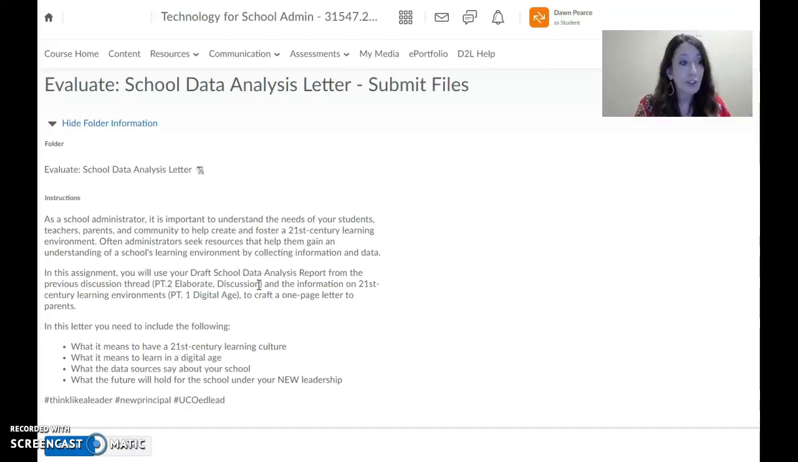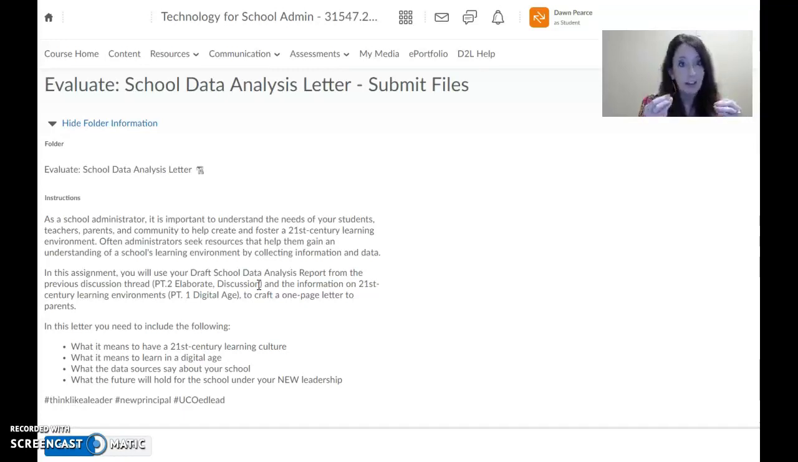In this letter, you do need to craft what it means to have a 21st century learning culture. What does it mean to be living in the digital age? What do the data sources about your school say? And what does the future hold for your school under your new leadership? The role playing here is that you're the new school administrator. You need to understand your students' needs, your parents, your community, and you want to help create a culture of 21st century learning. So you're going to send out a letter. This is the letter that would go public to your community at large, your parent group, and potentially your community stakeholders. So think from that lens.